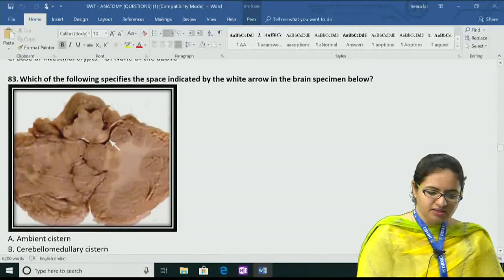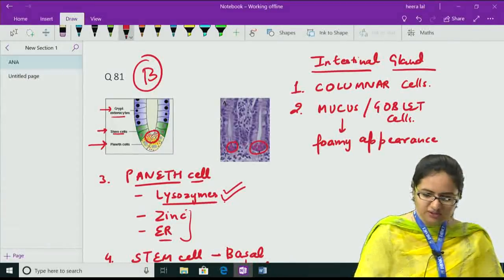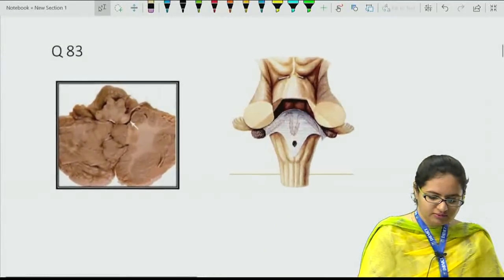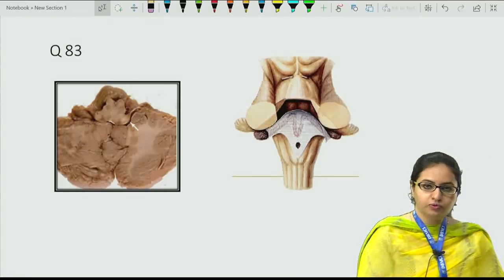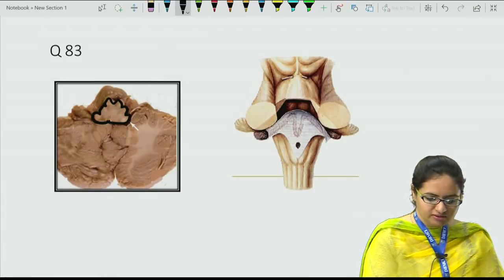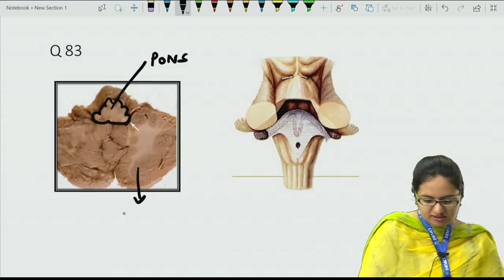For question number 83, we have to see this specimen. First of all, we will discuss the picture which has been shown over here. Now this arrow which has been put over here, we have to first identify this picture. The section present towards the anterior side is a section of the pons having the pyramid and olive, and as we go more posteriorly, the middle cerebellar peduncle is there. So this is the pons, and towards the posterior side we have the cerebellum.